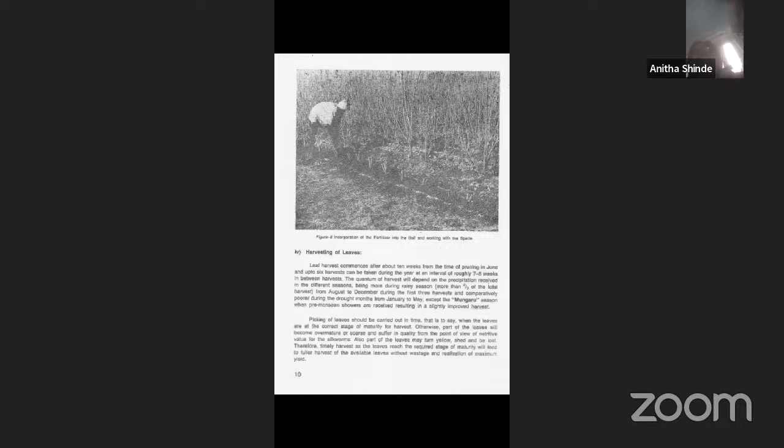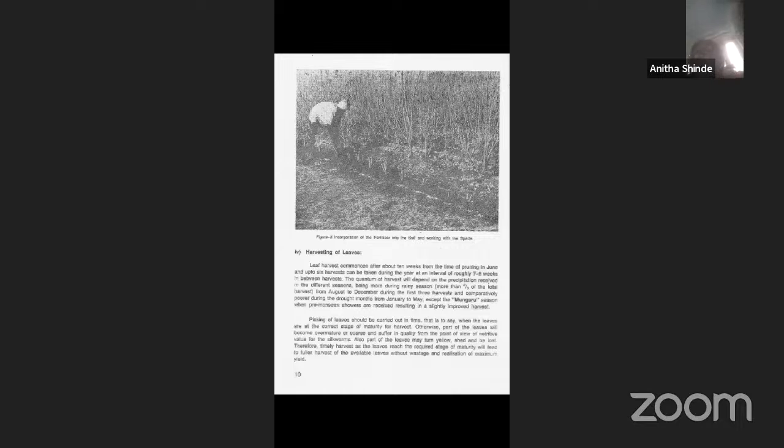The quantity of harvest will depend upon the precipitation received in different seasons. It will be more during the rainy season from August to December during the first 3 harvests, and comparatively poorer during the drought months from January to May, except in the Munagaru season, where, when the pre-monsoon showers are received, the harvest will be a little bit improved. Then the picking of leaves, just as I have told you, harvesting is nothing but the picking of leaves. This picking of leaves should be carried out in time, that is, when the leaves are at the correct stage of maturity for harvesting.